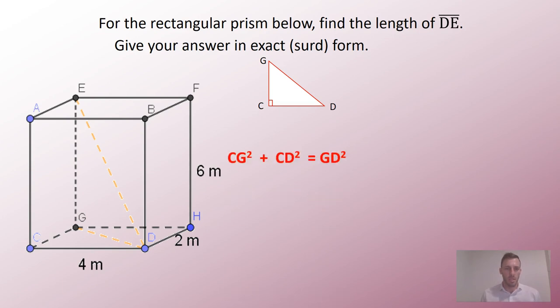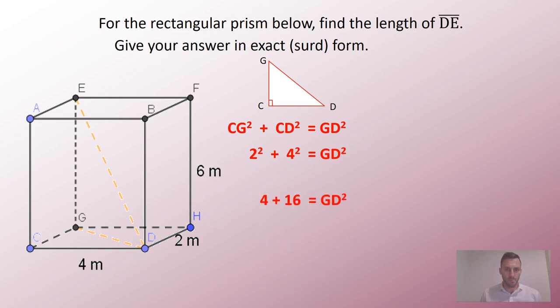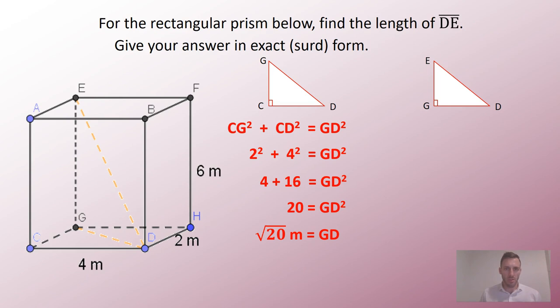for GD first. So we write CG squared plus CD squared equals GD squared. We know CG and CD, so we replace them with 2 and 4 respectively. So we get 2 squared plus 4 squared equals GD squared. And then we can solve: 4 plus 16 equals GD squared. And then we get GD squared equals 20, and we square root both sides, and we get GD is equal to the square root of 20 meters. Now we're finding our answer in exact surd form, so we're going to leave the length of GD in surd form. Now we can find the length of DE, which is what the question is asking for.